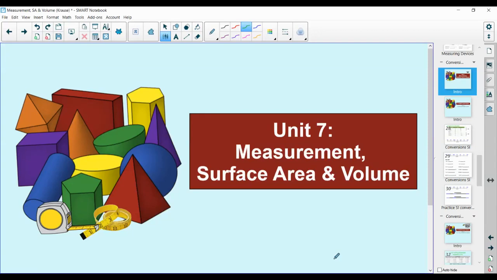Welcome back, guys. Today we're going to be starting our last unit, Unit 7, and this is actually 2 units put together. So the first part of our unit will be on measurement, and the last part of our unit will be on surface area and volume.